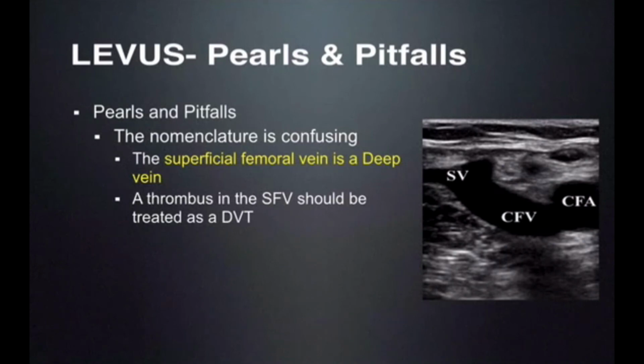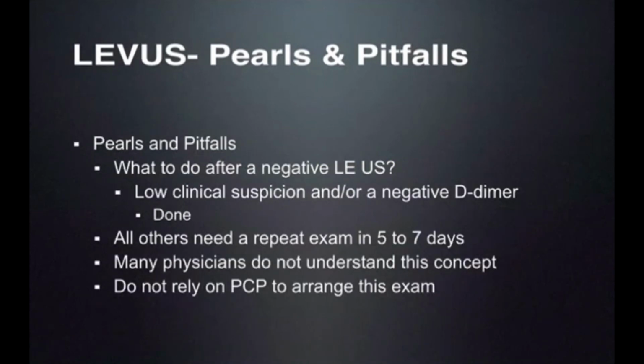So now let's talk about pearls and pitfalls. One of the most common pitfalls that we see is that physicians consider the superficial femoral vein as a superficial vein, and that's not the case. Despite the nomenclature, and I understand it's confusing, the superficial femoral vein is a deep vein. So if you have a clot burden in the superficial femoral vein, it needs to be treated as a DVT.